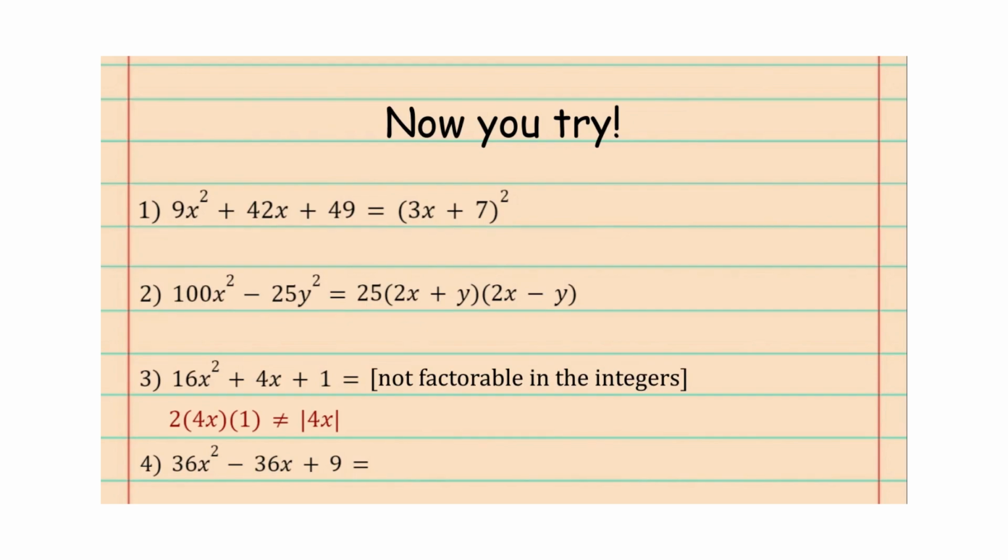That's because 2 times a times b, the square root of 16x squared, and the square root of 1, does not equal the absolute value of 4x. It's not a perfect square trinomial. And the answer to number 4 is 9 times quantity 4x minus 1 squared. Again, it's helpful to factor a 9 out of the trinomial before proceeding to factor a perfect square trinomial.